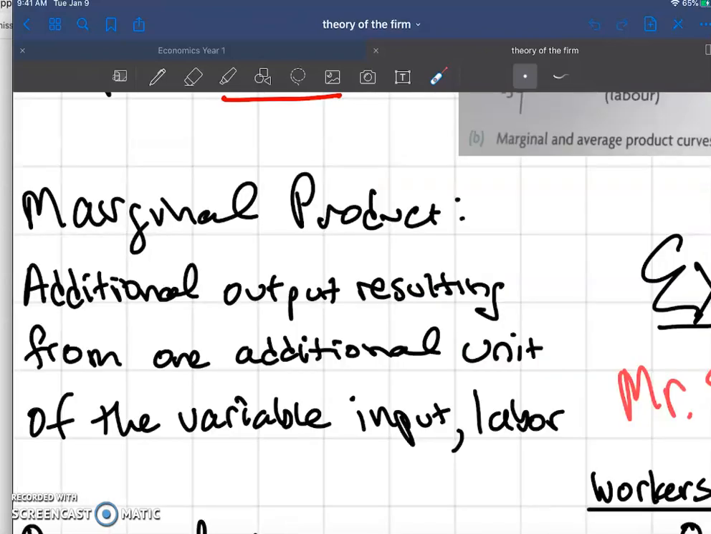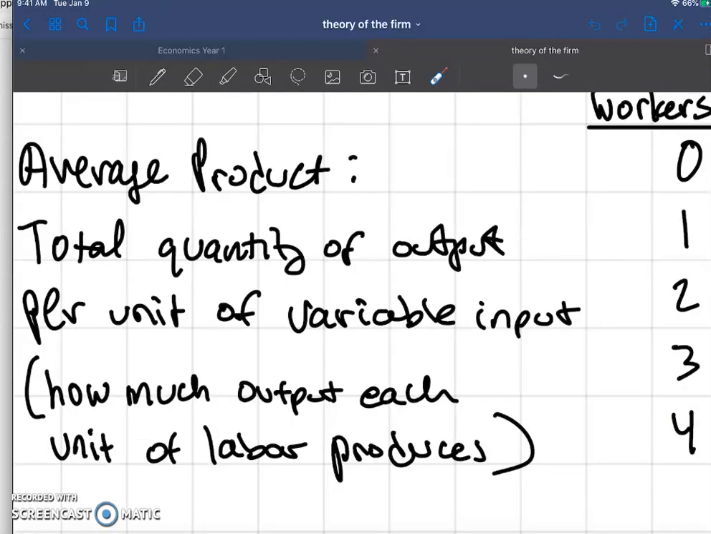Let's take a moment to simply define our marginal product and our average product. When we talk about marginal product, we're talking about the additional output that's derived resulting from one additional unit of the variable input of labor. Average product, which we also see superimposed onto the same diagram, is the total quantity of output per unit of variable input, how much output each unit of labor produces. The main difference is that for the average, all the workers essentially have the same output. When we're thinking about the marginal, it's the additional output brought by the additional worker.